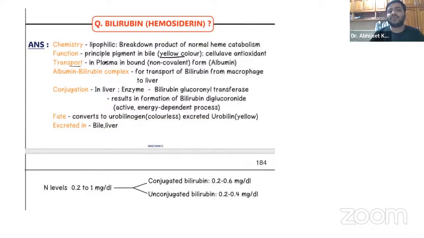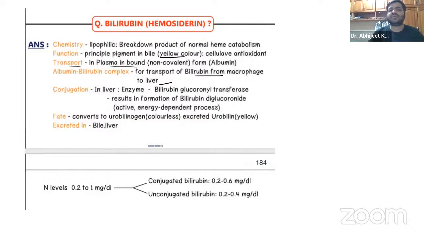Apart from that, the transport part, it is in plasma bound. And I've already told you it is binding with which protein? It is the albumin. Albumin is a very important protein, which helps in the binding of this particular bilirubin, right? And that is carried to the liver from the blood. So this albumin-bilirubin complex will help in the transport of bilirubin from macrophage to liver, right?